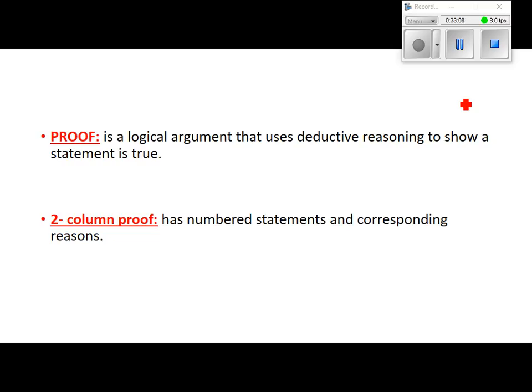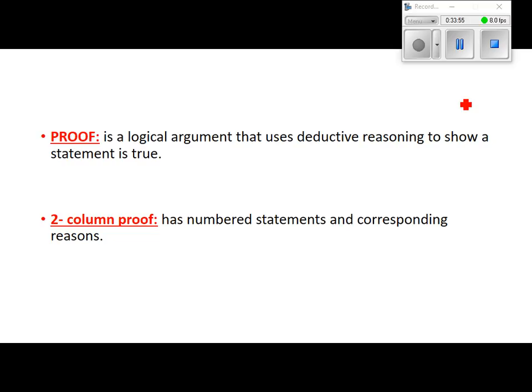Write those two definitions down. A proof is a logical argument that uses deductive reasoning. What's the difference between deductive reasoning and inductive reasoning? Inductive reasoning uses what? Starts with a P. Patterns. Thank you. Inductive reasoning uses patterns. Deductive reasoning uses what? Facts, rules, laws, whatever. So inductive reasoning, patterns; deductive reasoning, facts.